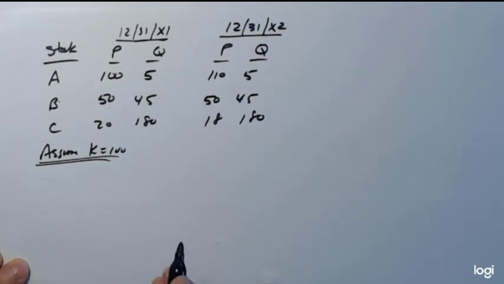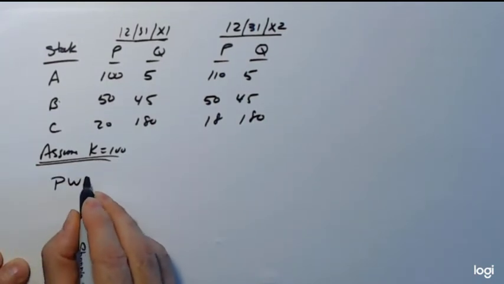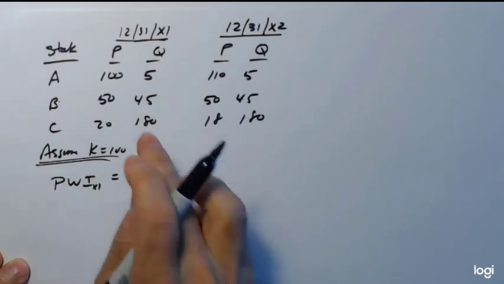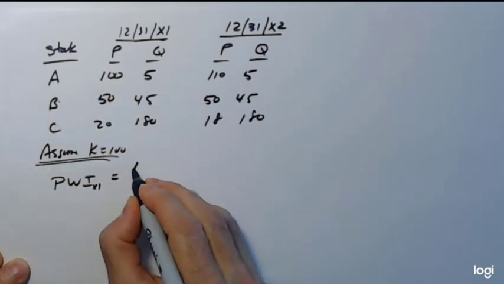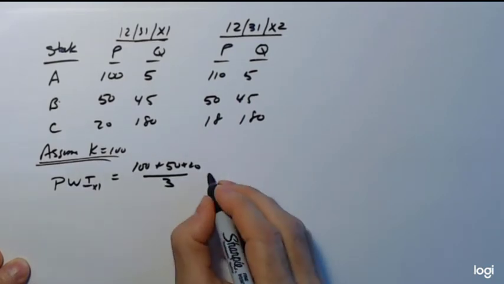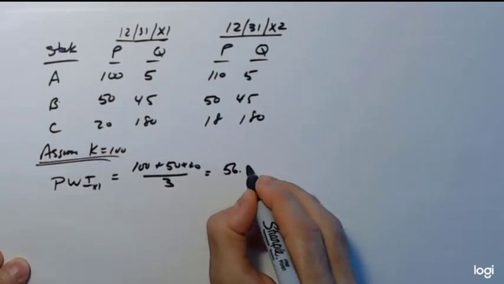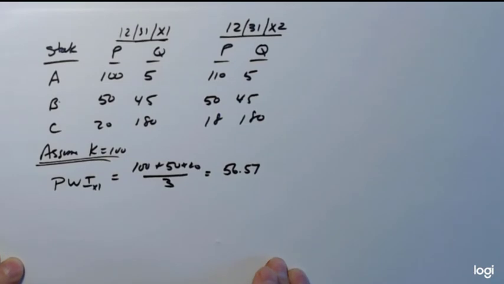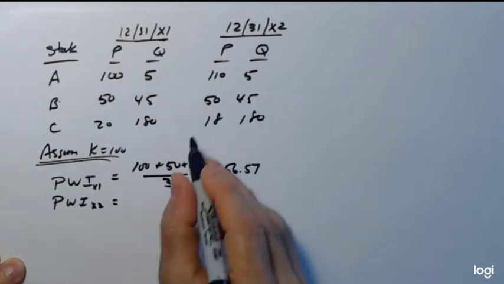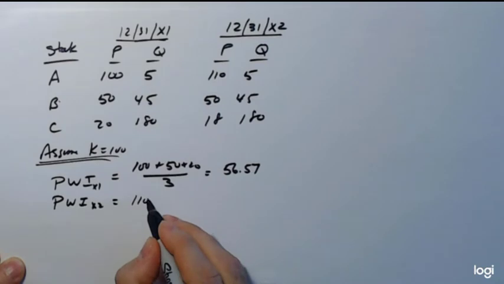So the first thing we want to do is look at a price-weighted index at period 1, or year X1. And that's simply going to be the sum of the prices, 100 plus 50 plus 20 divided by 3. And that equals 56.57. Oops, so there's our index, 56.57. That's the average of these numbers. Now, what's the price-weighted index in X2? Well, it's going to be the sum of these.